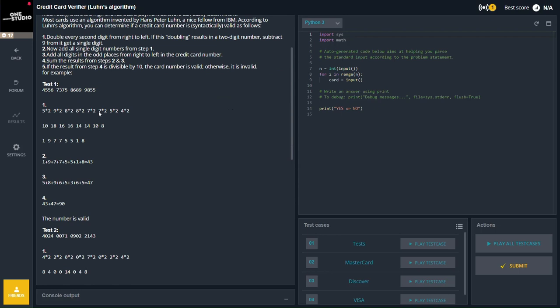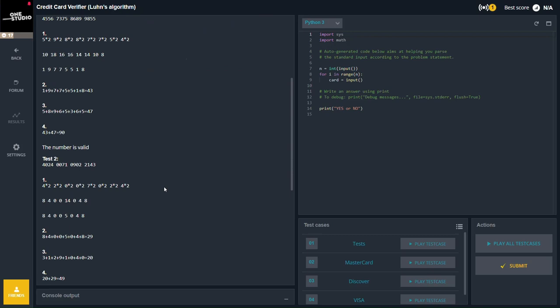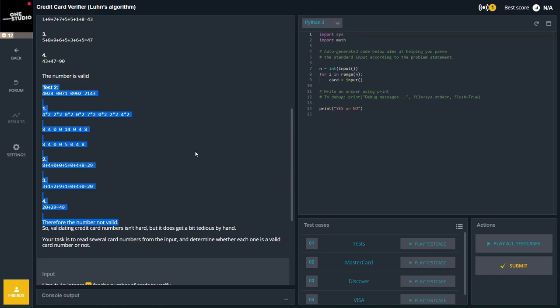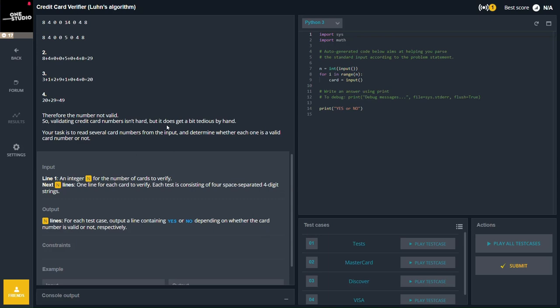For example, this is test 1, where the number is valid. For test 2, the number is not valid. So, validating credit card numbers isn't hard, but it does get a bit tedious by hand.